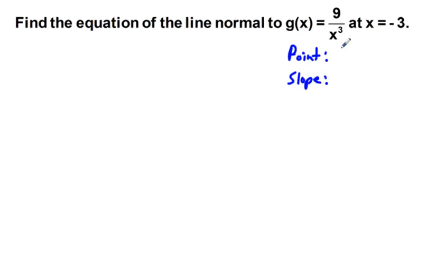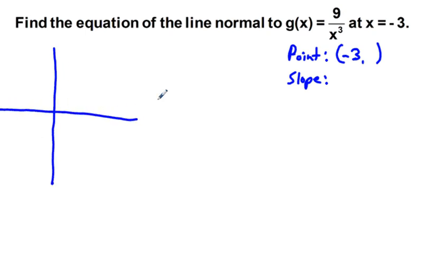And to find that point, well, we already know the x-coordinate of that point, which is negative 3. We need to find the y-coordinate and place it in here. And as far as what this function looks like, we have this 9 over x cubed. It's going to look qualitatively something like this.